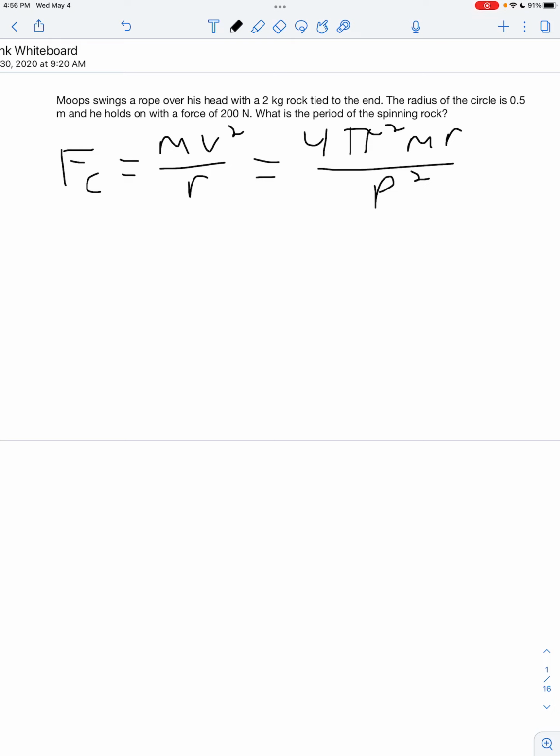Okay, so how do you know which one to use? Well, if I give you r, you're going to use this one. If I give you v, you're going to use this one. And if I give you p, you're going to use this one. So it depends on what's given in the problem or what the problem's asking for. And to help you out, I would write down this chart.